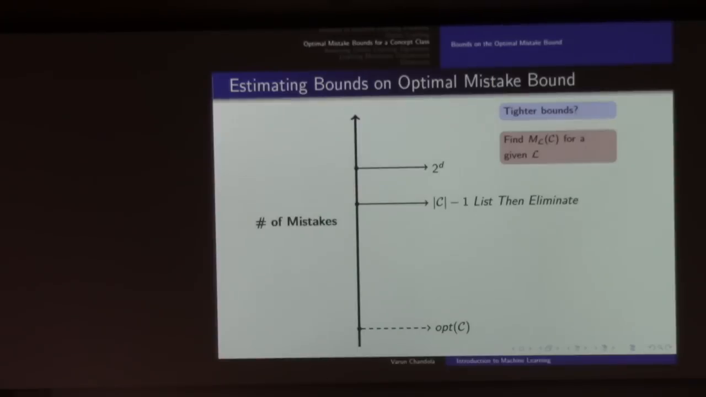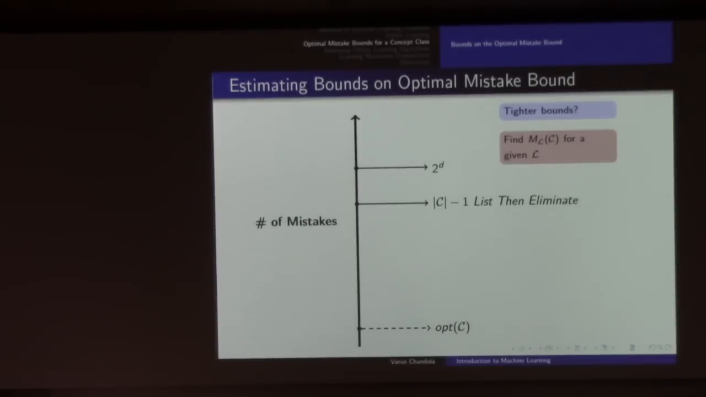Remember the list then eliminate algorithm. If you run it in an online setting, and I'll tell you how it runs, then you can say that the number of mistakes it will make on any data set, on any concept in that class, will be the size of the concept class minus 1. Why? So remember, what is list then eliminate?